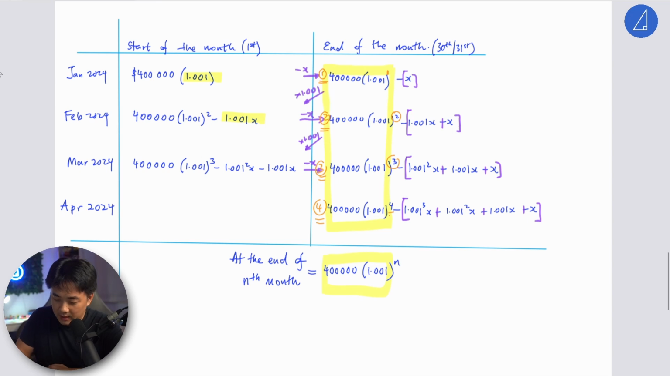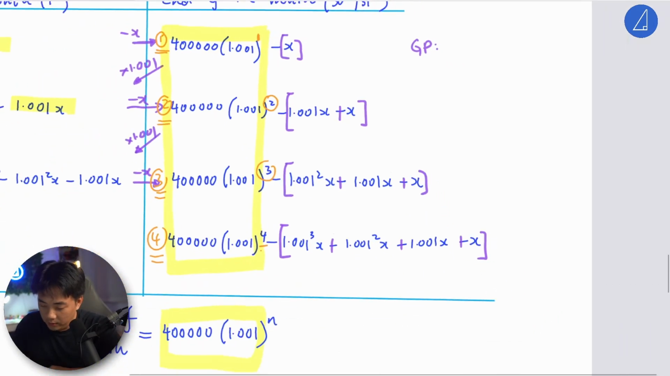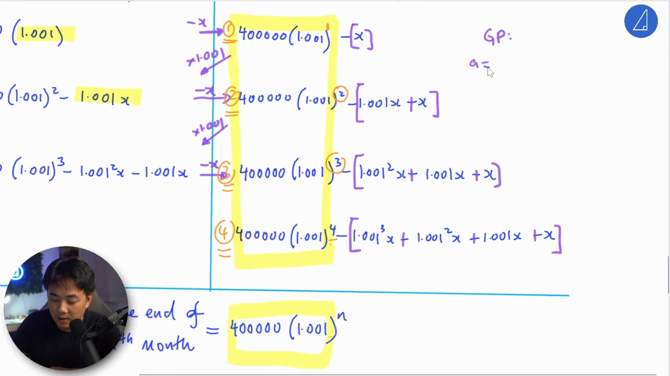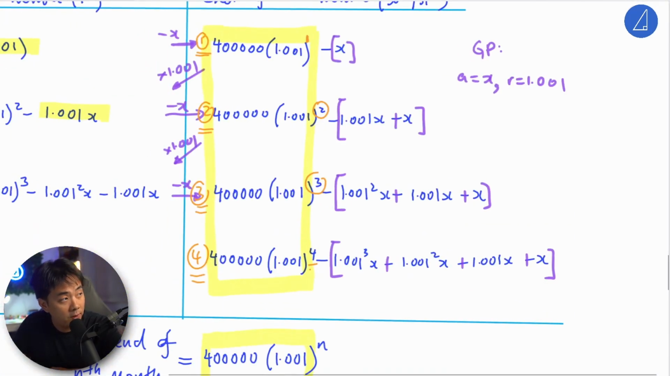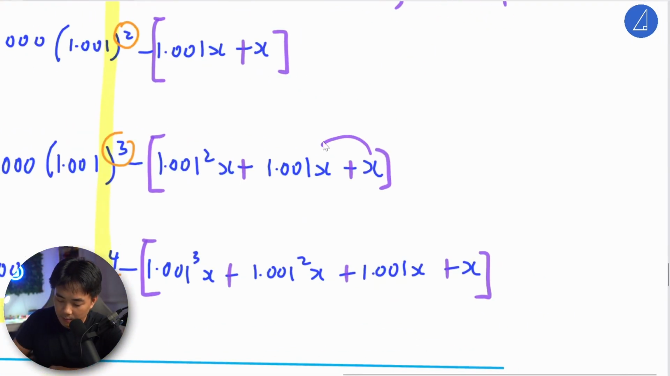Then for this guy here, look carefully. This is a GP, right? The first term, the purple bracket, is x. Then the R will be 1.001. The first term starts from behind instead of the front. So if you look carefully, the first term here, I will multiply by 1.001 here, multiply by 1.001 here, same thing, multiply by 1.001 here, and so on.